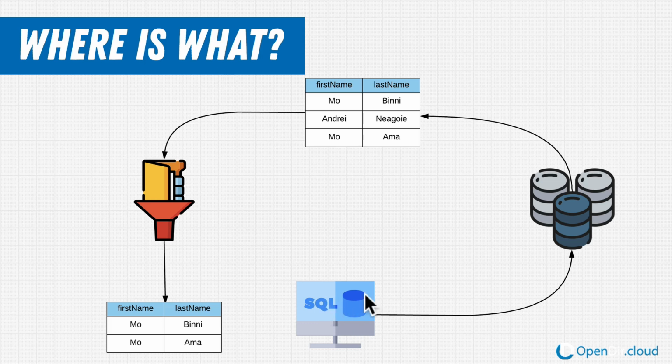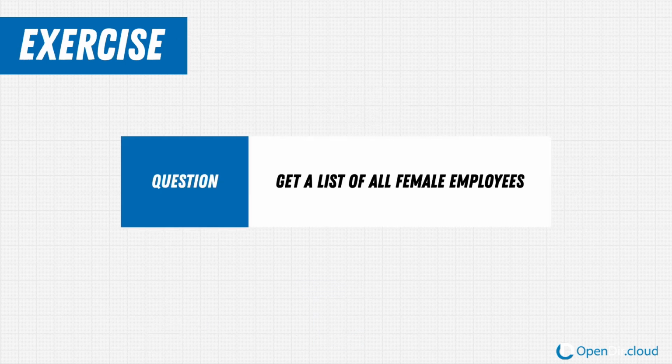So when we fire our query and we go to the database, well, this is our original table. But we may only want to filter out the Mo's. And so we're really solidifying that understanding here. But now we want to build on it. I think we all understand now what the where clause is. And we understand that it is a very powerful tool. Now, if I were to ask you the question, get me a list of all the female employees, you would know how to answer this.